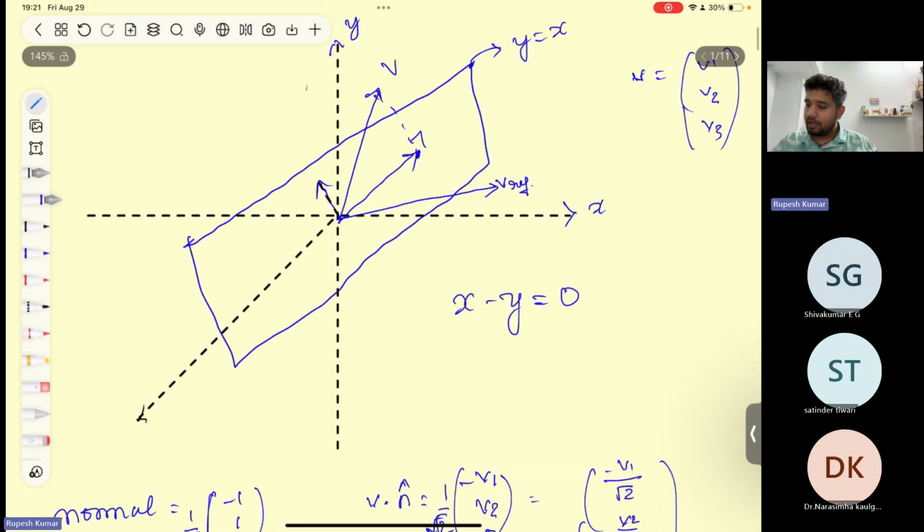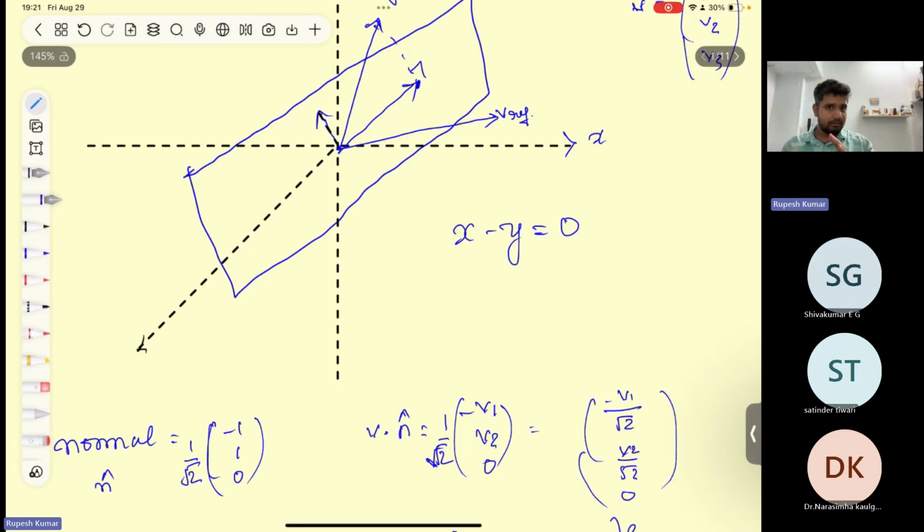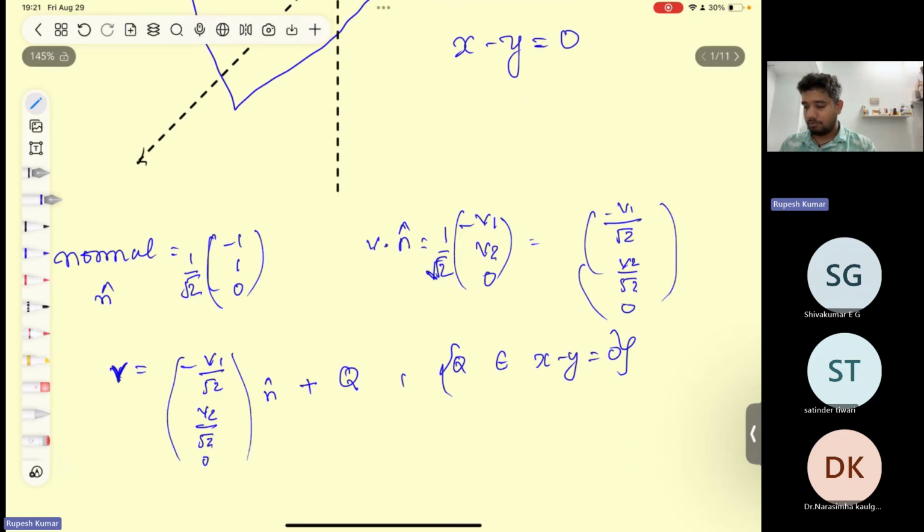So if we can write this vector as a sum of two vectors, one is the vector along the surface and one is the vector along the normal. We already know the vector along the normal, which is minus v1 by root 2, v2 by root 2, comma v3. And this is the vector along the normal direction, so into n cap. Is this clear, everyone?